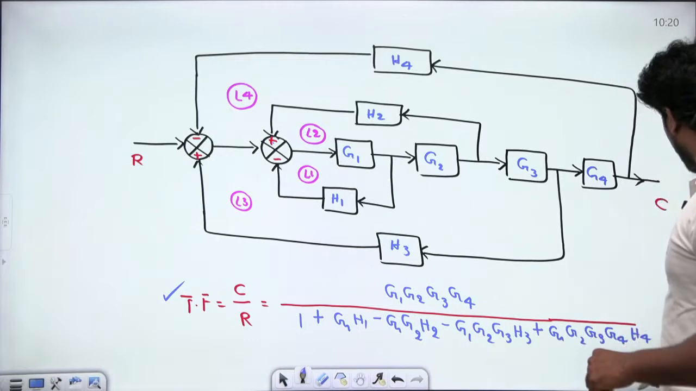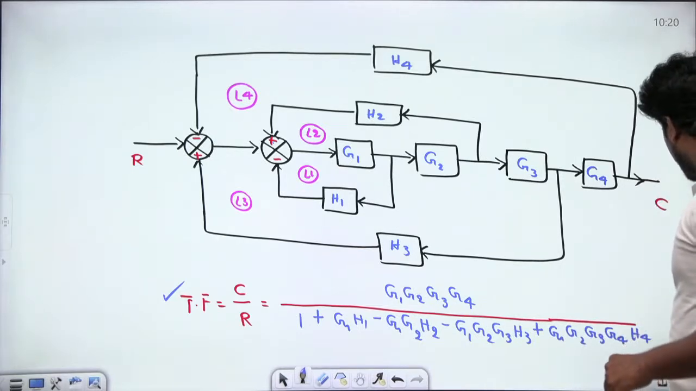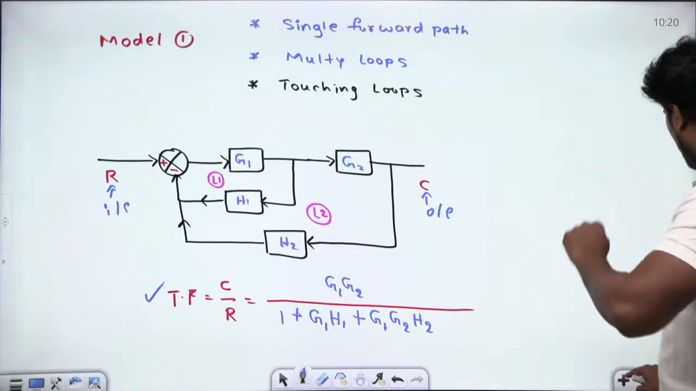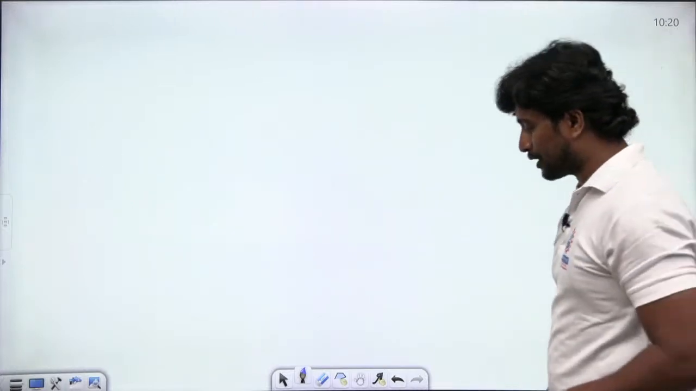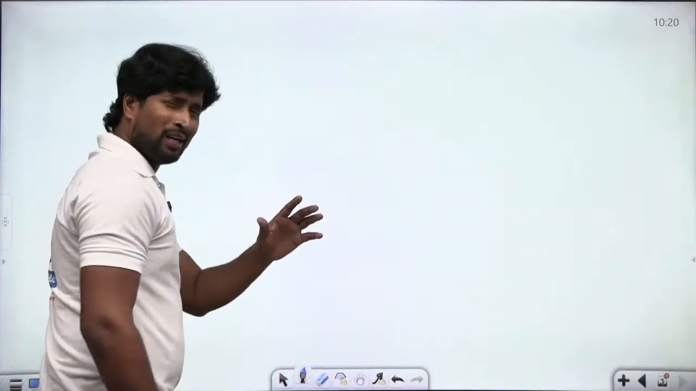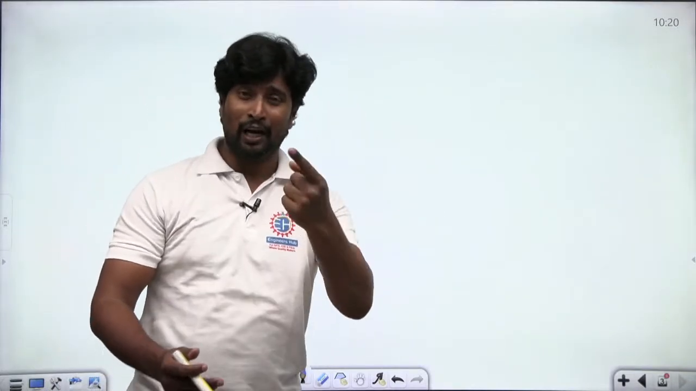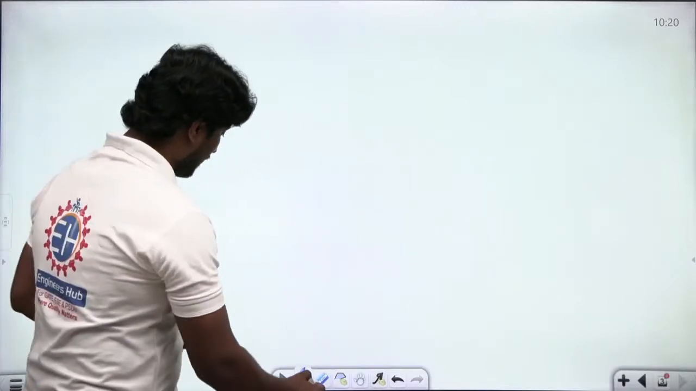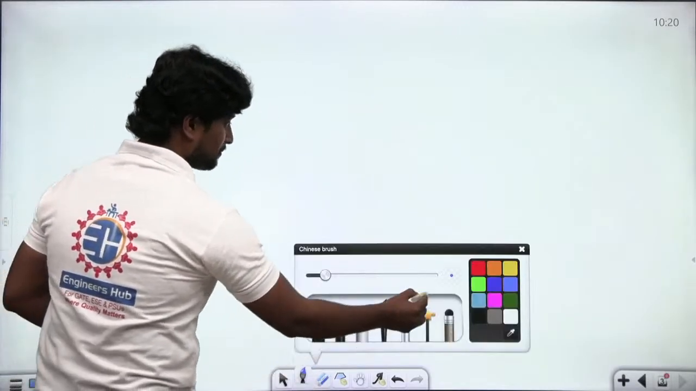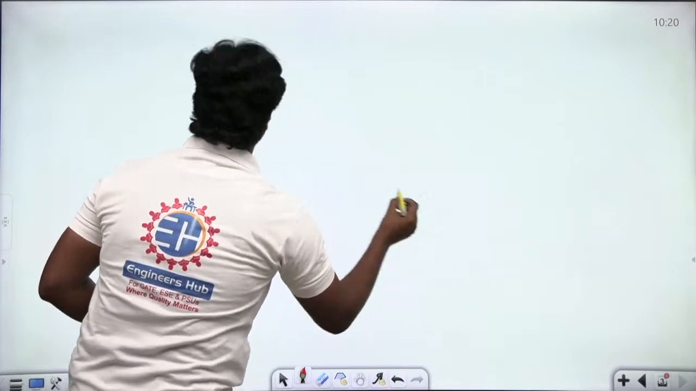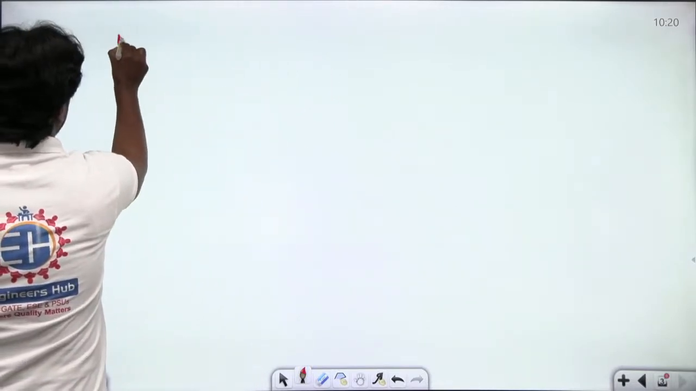Okay, next we'll go with model number 2. This was model number 1. Model number one and model number two don't have a big difference. There is a minor difference. How to achieve that minor difference, I would like to introduce. Guys, carefully observe it. So, model number two.